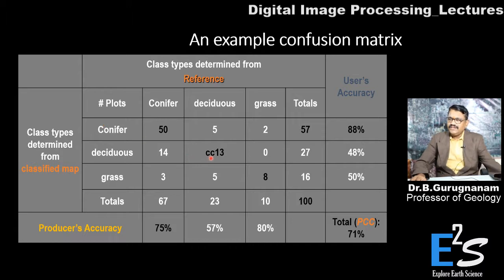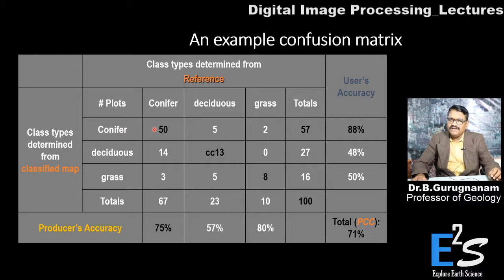And you see here it's not 33, it is 13 only. Of course, by mistake it is over here. It is 13 only. So this is the data which is connected with conifer of conifer. Conifer reference I have taken, and conifer in the classified also, 50 is matching.